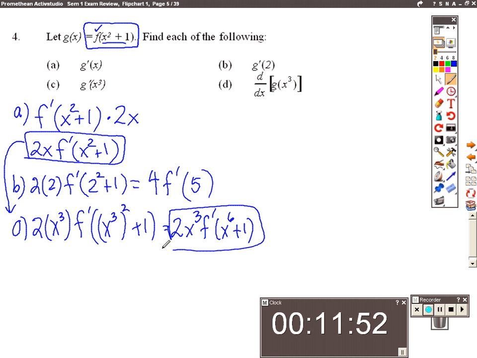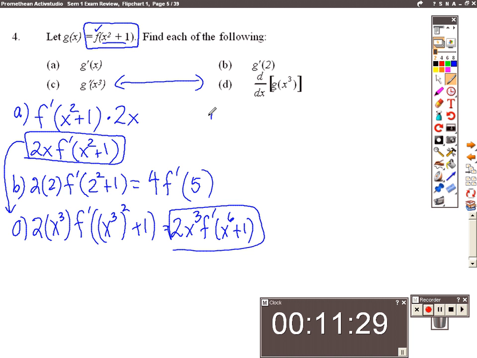In letter D, they're asking me to find the derivative, and be very careful because these two are not the same thing. In letter C, it's an order of operations issue. In letter C, it says find the derivative first and then put in x cubed. Letter D says put x cubed into g and then find the derivative. So it's an order of operations.